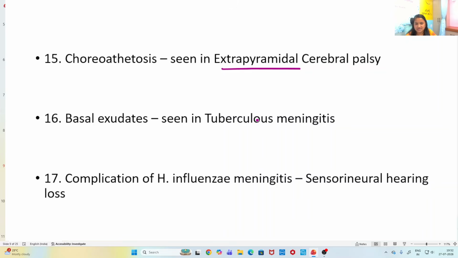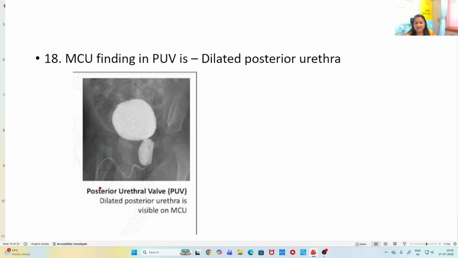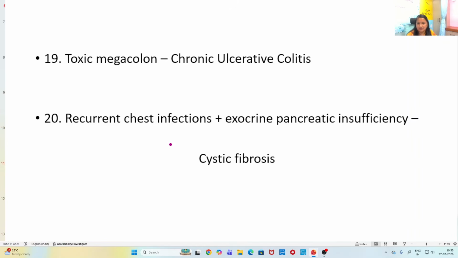Basal exudates are seen typically in tuberculous meningitis. A complication of H. influenzae meningitis is sensorineural hearing loss. The MCU finding in posterior urethral valves is a dilated posterior urethra. This is a spotter, an image-based question. Here you can see the dilated posterior urethra, seen in the condition of PUV.